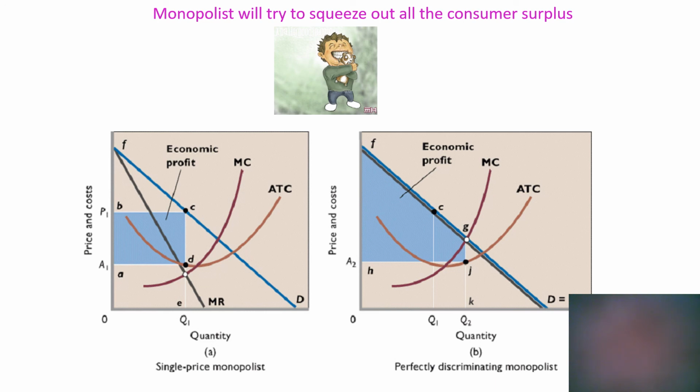But we take a look and we say the monopolist that price discriminates, meaning they will try to get the highest price that they can from each consumer. They will move up the demand curve and move down the demand curve to where price equals marginal cost. Hence, their marginal revenue curve also becomes their demand curve. So they are still maximizing profit where marginal revenue equals marginal cost, but they've managed to squeeze out all of the consumer surplus.